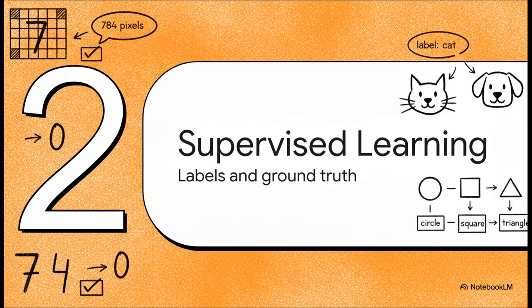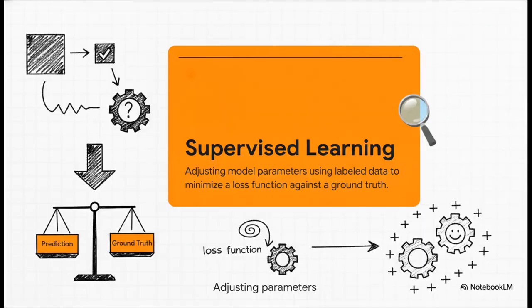Which brings us to part two, supervised learning and labels. Let's talk about how we actually teach the model what those numbers mean. So supervised learning is completely dependent on having a clear ground truth. When we feed those 784 pixels into our model, we don't just throw the data at it. We give it a label. We tell it definitively, hey, this thing right here is a 0.